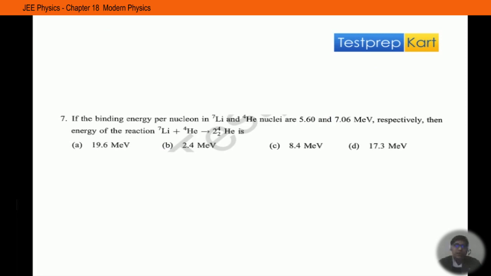Next is, if the binding energy per nucleon of lithium is 5.60 MeV and helium is 7.06 MeV, and the energy reaction takes place. In this question, this reaction is not written properly. Let me write the correct equation, that is lithium 7 with 1 proton equals 2 nuclei of helium.